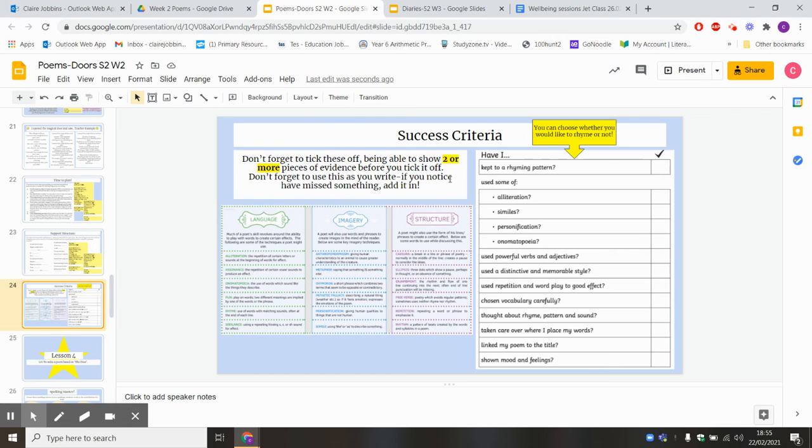Don't forget to tick these off, being able to show two or more pieces of evidence before you tick it off in your planning process. Don't forget to use this as you write, and if you've noticed you've missed something, don't forget to add it in. Please can we remind you that these are all found in your grammar resource slides, which also has a teaching point this week, ladies and gentlemen. And if you do need any further help, please don't hesitate to get in contact.